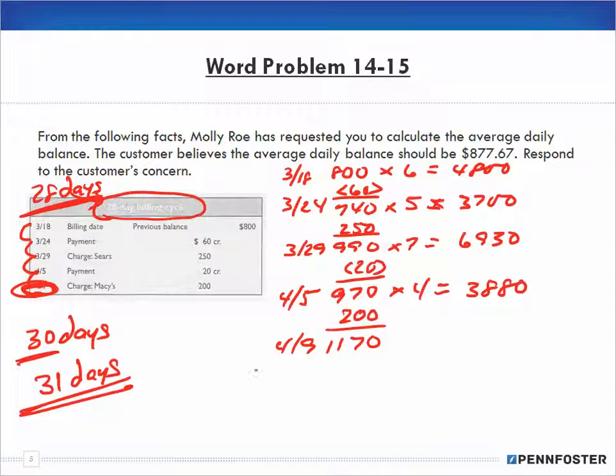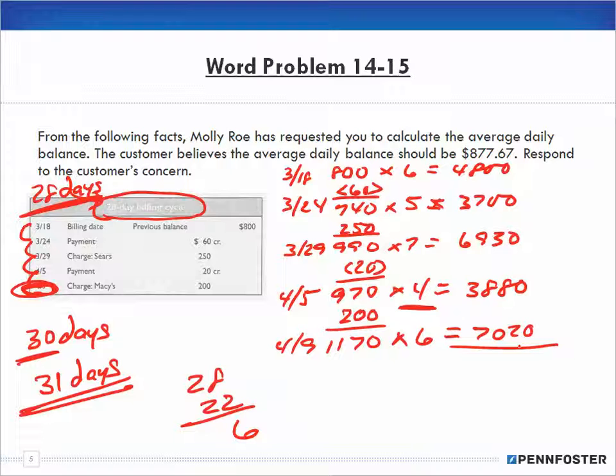If the billing cycle is 28 days, so far we've got 6 and 5 is 11, 7 and 4 is 11, that's 22 days. That means there are only 6 days in the remaining portion of the billing cycle. So we multiply the 1170 times the 6 days, and that gives us 7,020. I know I'm repeating it, but pay attention. Don't just copy and mimic.